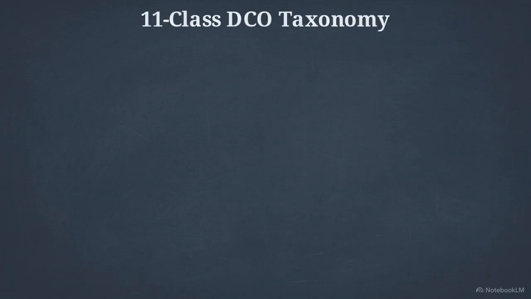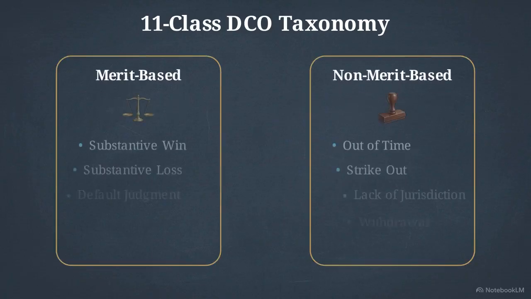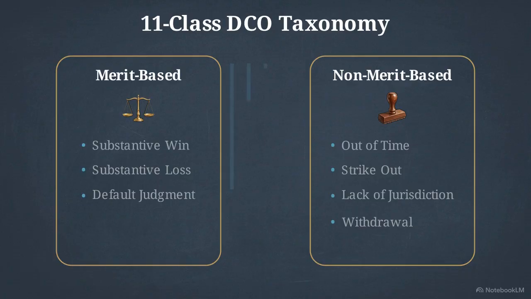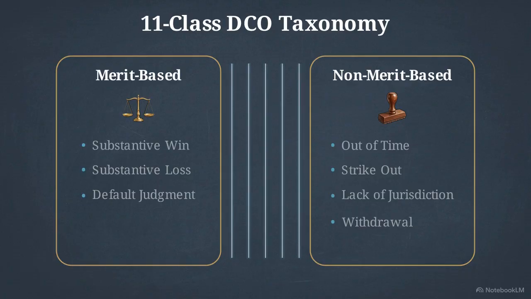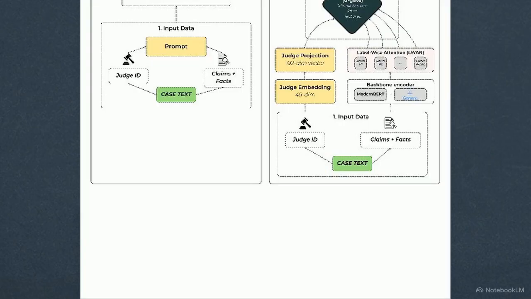Researchers developed an 11-class detailed case outcome taxonomy, sorting outcomes into merit-based or non-merit categories. These boundaries act as a structural regularizer, forcing the model to learn distinct semantic pathways, preventing the conflation of technical dismissals with factual losses. Here is the hybrid architecture.